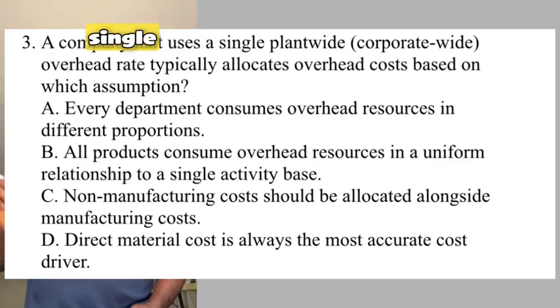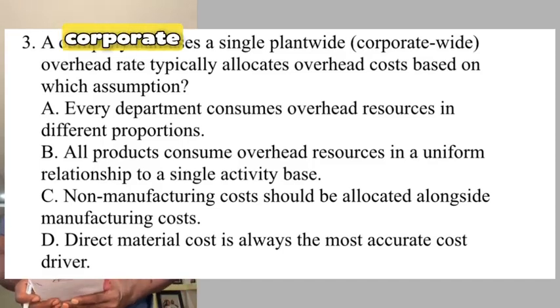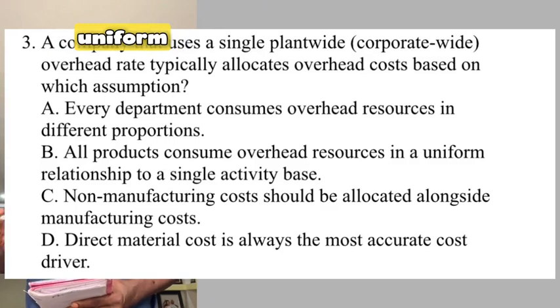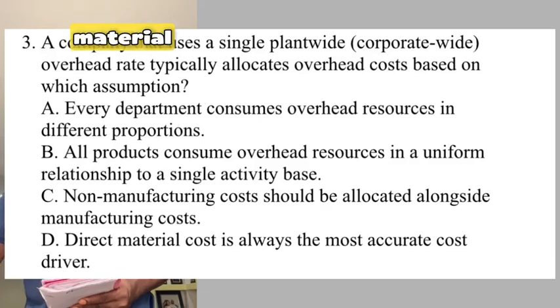A company that uses a single plant-wide, or corporate-wide, overhead rate typically allocates overhead costs based on which assumption? A, every department consumes overhead resources in different proportions. B, all products consume overhead resources in a uniform relationship to a single activity base. C, non-manufacturing costs should be allocated alongside manufacturing costs. D, direct material costs is always the most accurate cost driver.